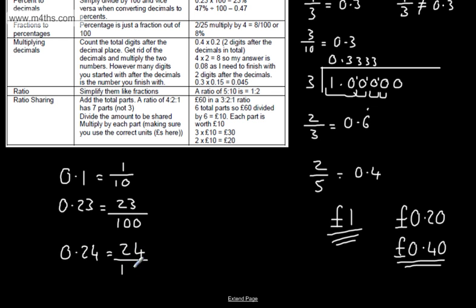So 24 100ths. Now, if I didn't spot how I could do this, I could half it to begin with. That would give me 12 over 50. I can half that again, and that would give me 6 over 25. So in its simplest form.